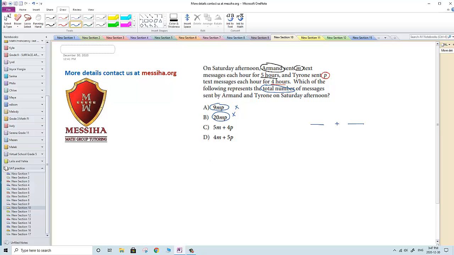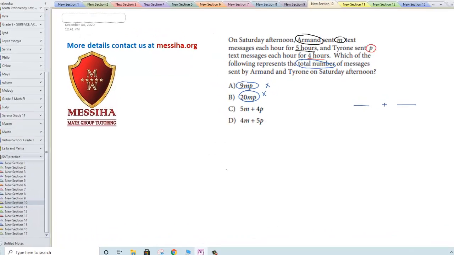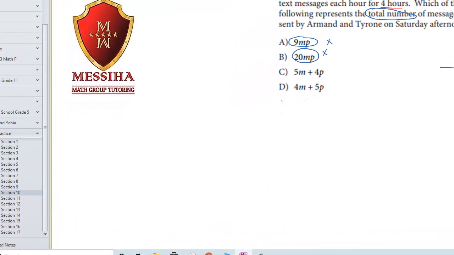So now if I relate to Armand, it's saying M for 5 hours. So that means M for 5 hours is the correct one. After that, it's saying P for 4 hours. P for 4 hours. They switch it here to confuse students. So C is the right choice.